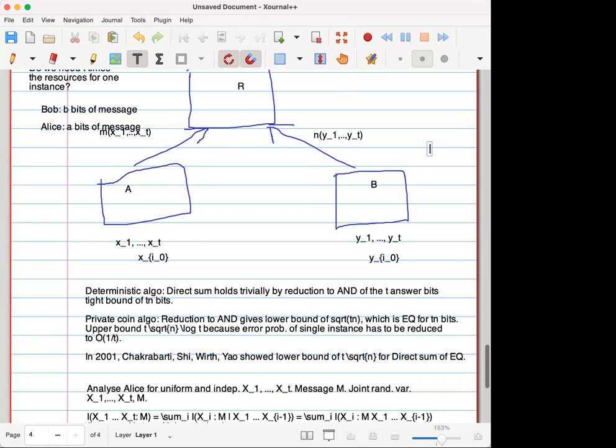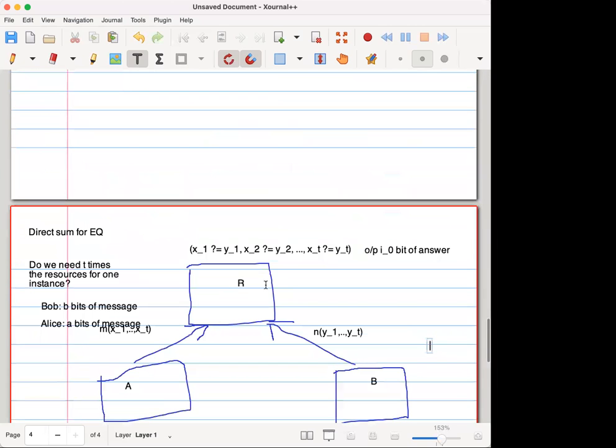Okay. So the point I would emphasize is this is a protocol for one instance of equality on n bits. Its correctness is the same as the correctness of the direct sum protocol, maybe even higher, because I don't care if the direct sum protocol fails on the other coordinates. So its correctness is at least the correctness of the direct sum protocol. Correctness is more than 1 minus epsilon.